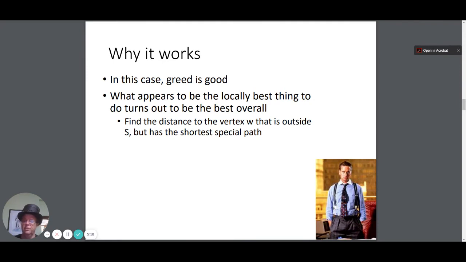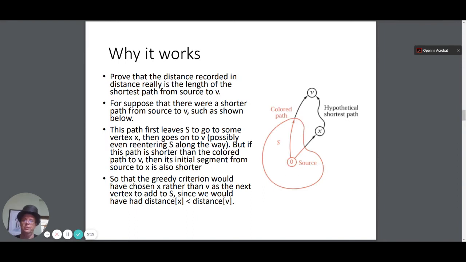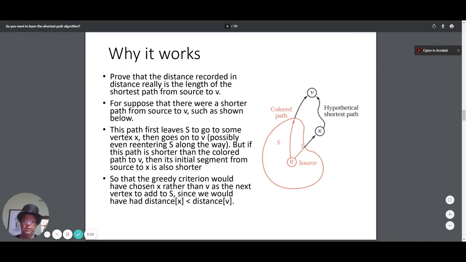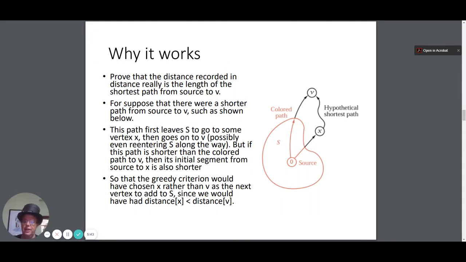And find the distance to the vertex W that's outside of S, but has the special shortest path is what we're doing. So it also works because imagine that we have X, and we know that the shortest path to V is from 0 to V. Well, if X was actually shorter, then it would be in that set colored in orange, which are the distinguished vertices. Just based on the fact that X lies outside of there, we know that it's not on the shortest path.